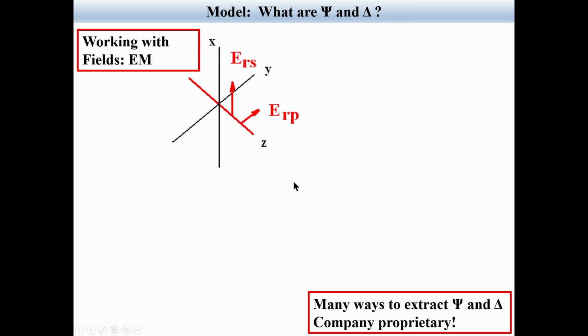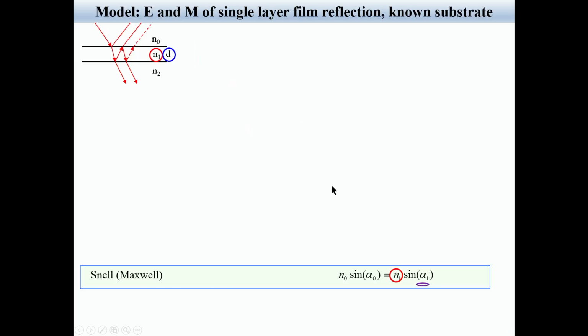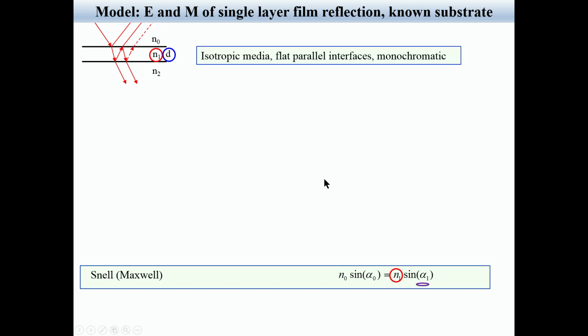So we're going to work with electromagnetic fields, and we're just showing the electric. Of course, there's a magnetic component which is normal to it and traveling all mutually perpendicular to the direction of propagation if it's a plane wave. And there's a lot of ways to get psi and delta out of that.